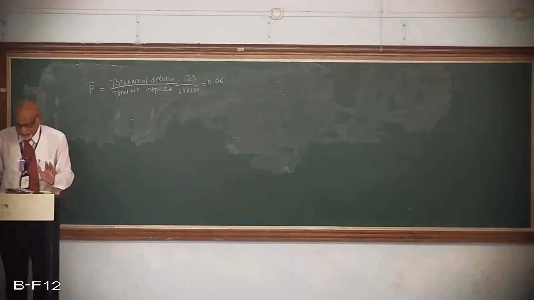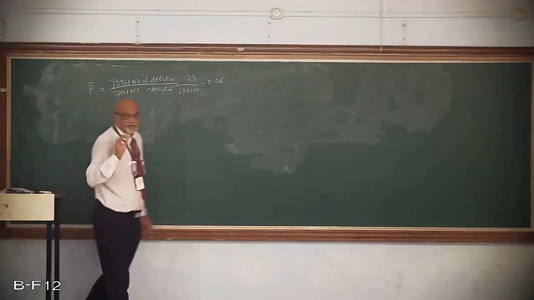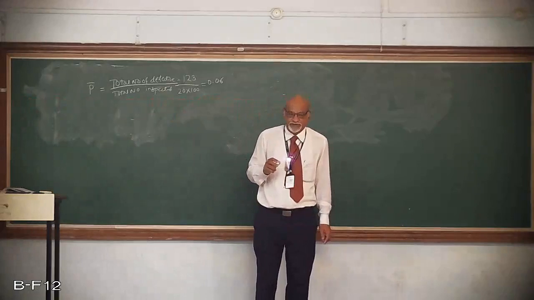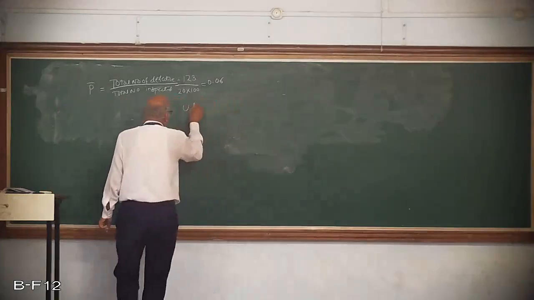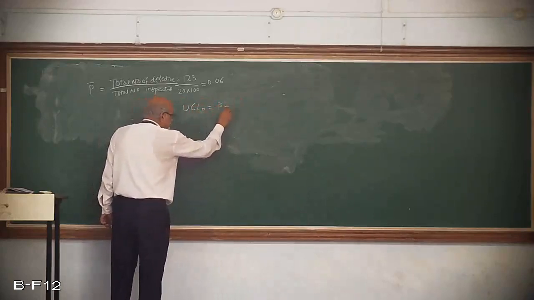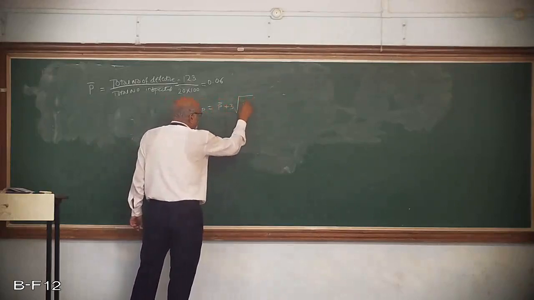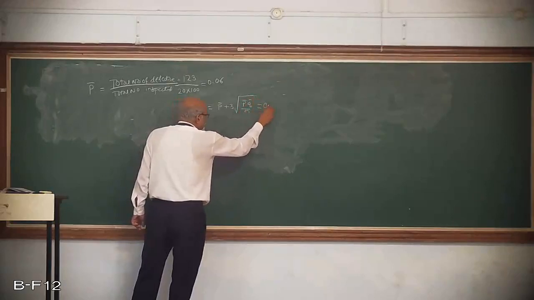One is, he says quality limit not worse than 9%. That means upper control limit. If we are going to use P chart, the upper control limit of P chart is equal to how much? P bar plus 3 under root P bar Q bar divided by N. This is equal to 0.09.